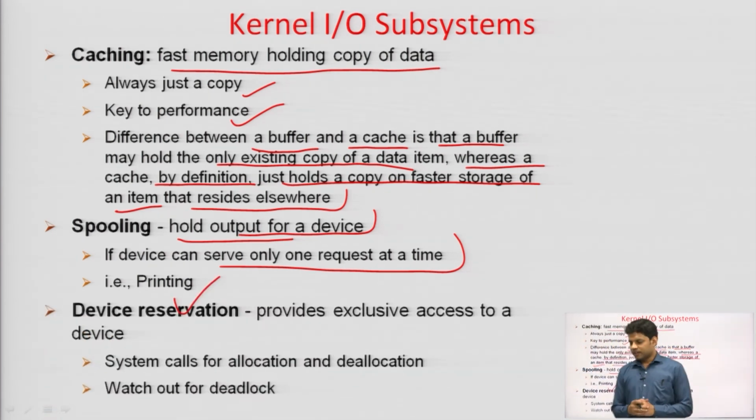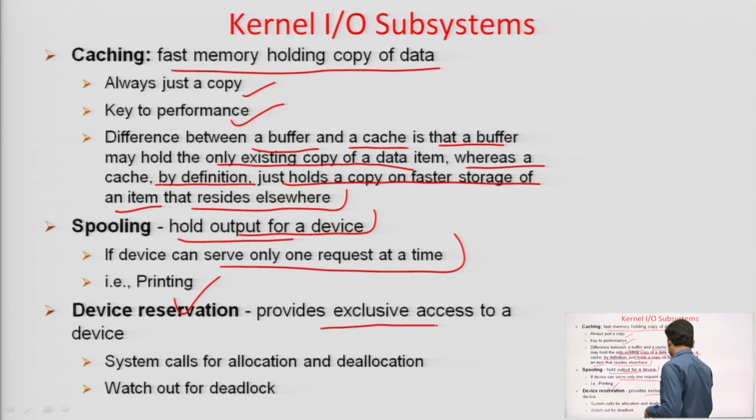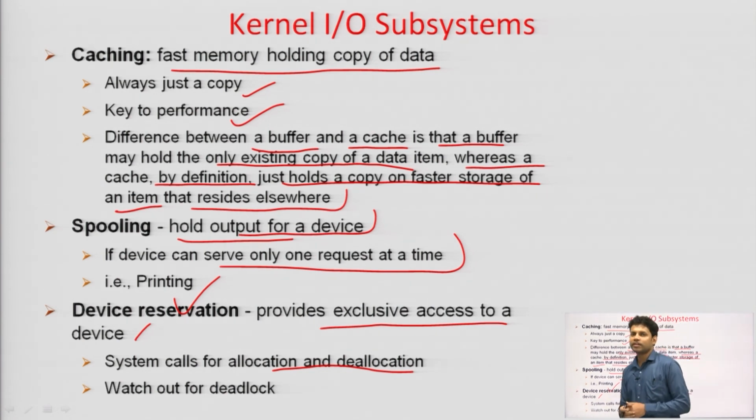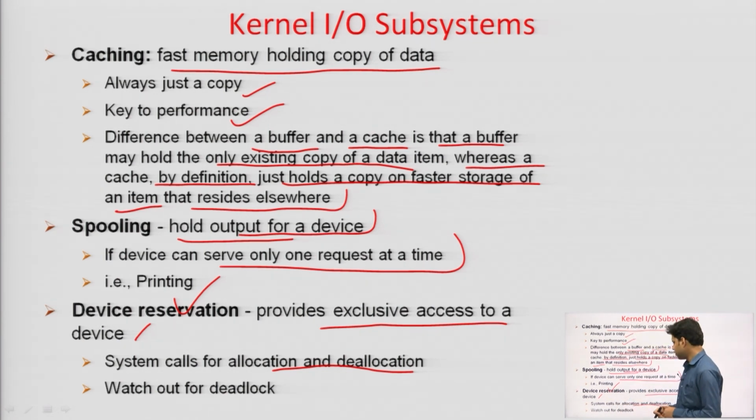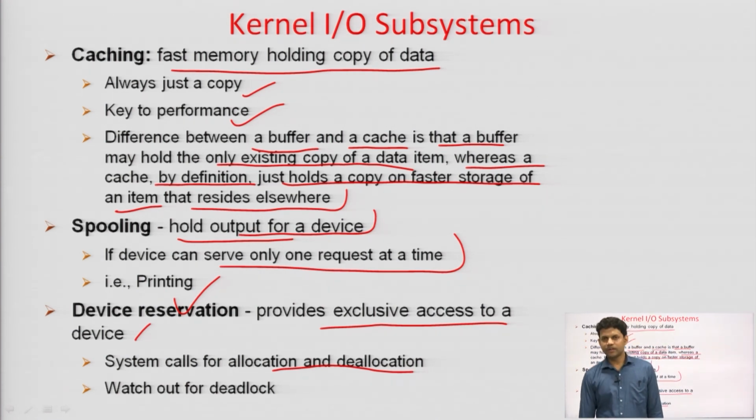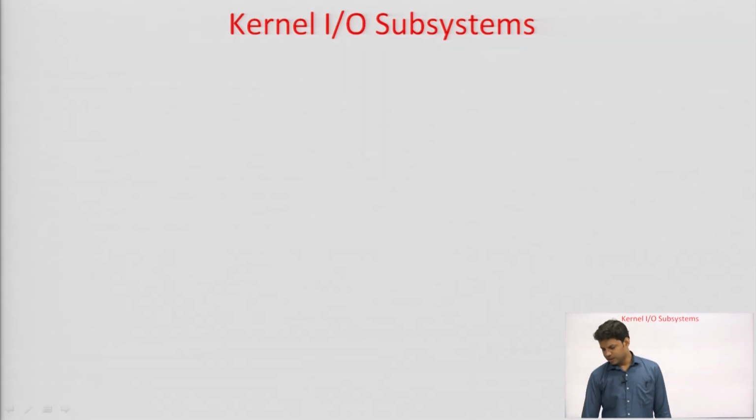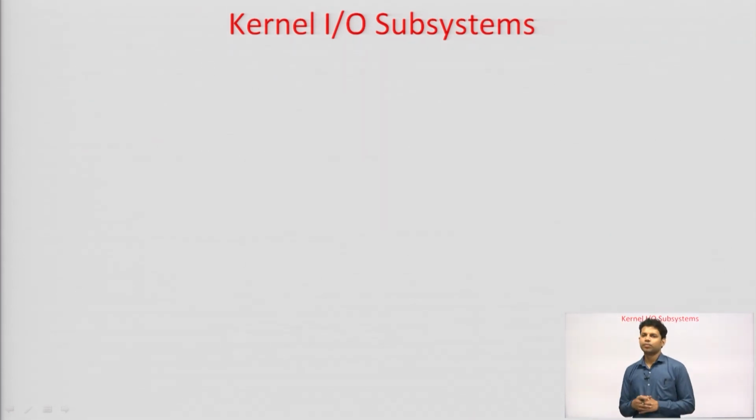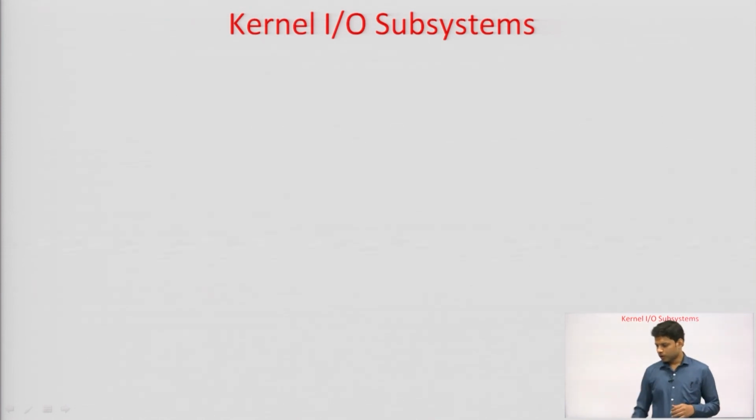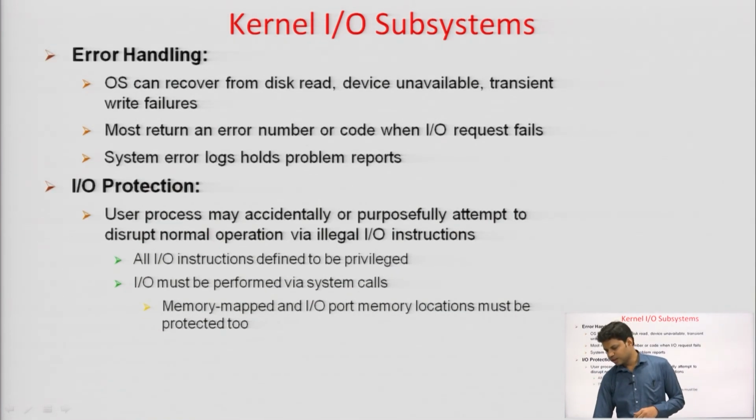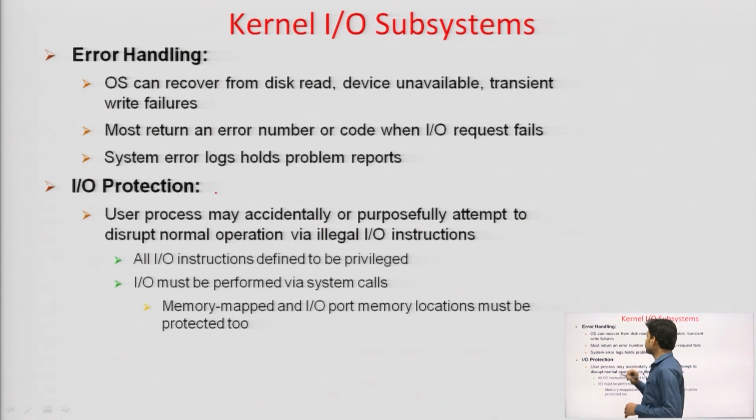Next is your device reservation. It provides exclusive access to a device. System calls for allocation and deallocation are required when you are using device reservation. A few operating systems support this. Watch out for deadlock. Otherwise, when you are reserving some device, that means you are implementing hold and wait.